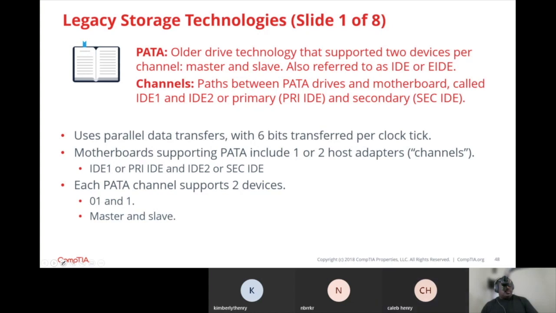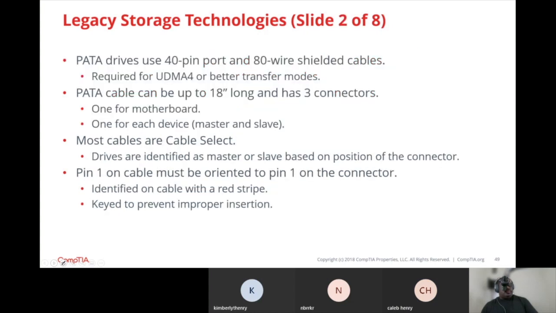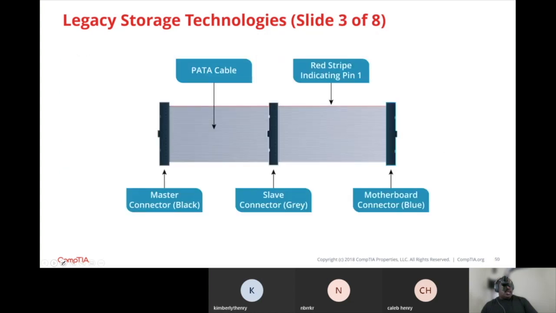Each PATA channel supports two devices, 0 and 1, or master and slave. So most cables are cable select. PATA cables can be up to 18 inches long and have as many as 3 connectors. 40-pin and 80-wire shielded cables. Here's what it looks like.